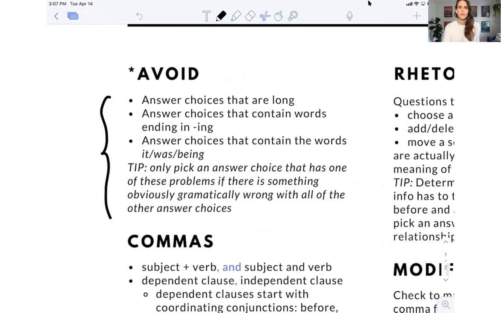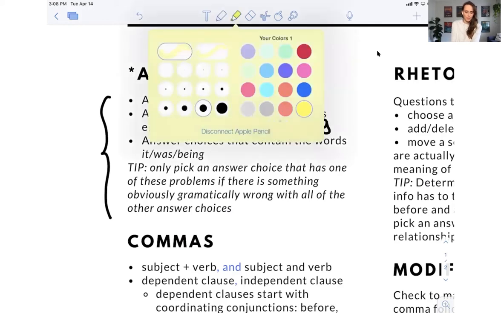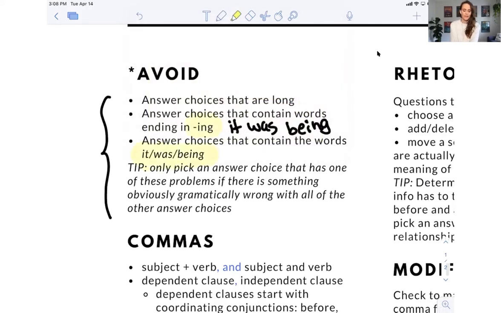So this will just be words and patterns that you're going to be looking out for. And when you see this occur in an answer choice, you're going to be very suspicious of that answer choice. So if I see an answer choice is super long, or it's the longest one there, if it contains words like it, was, being, those words down here, or if it ends in an ing, I'm going to be really suspicious of those.